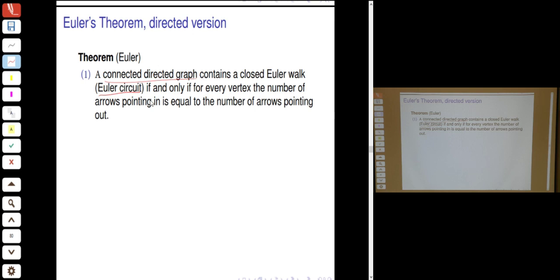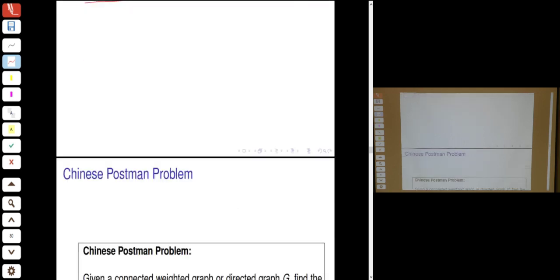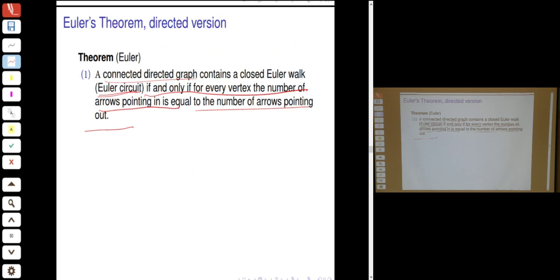So, the condition for the existence of this kind of Euler circuit is if and only if for every vertex the number of arrows pointing in to the vertex is equal to the number of arrows pointing out. So, for every vertex the number of arrows pointing into the vertex should be equal to the number of arrows pointing out. Okay. So, this is the condition for an Euler circuit. Any questions? Okay.